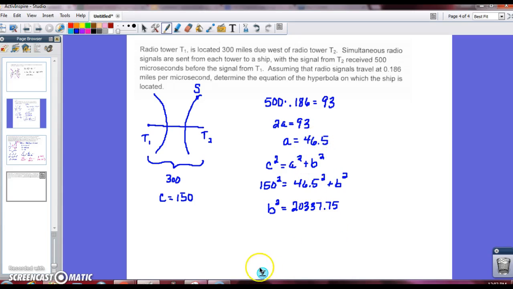We square A, so we end up with x squared over 2162.25 minus y squared over 20,337.75 is equal to 1. And that's your equation.